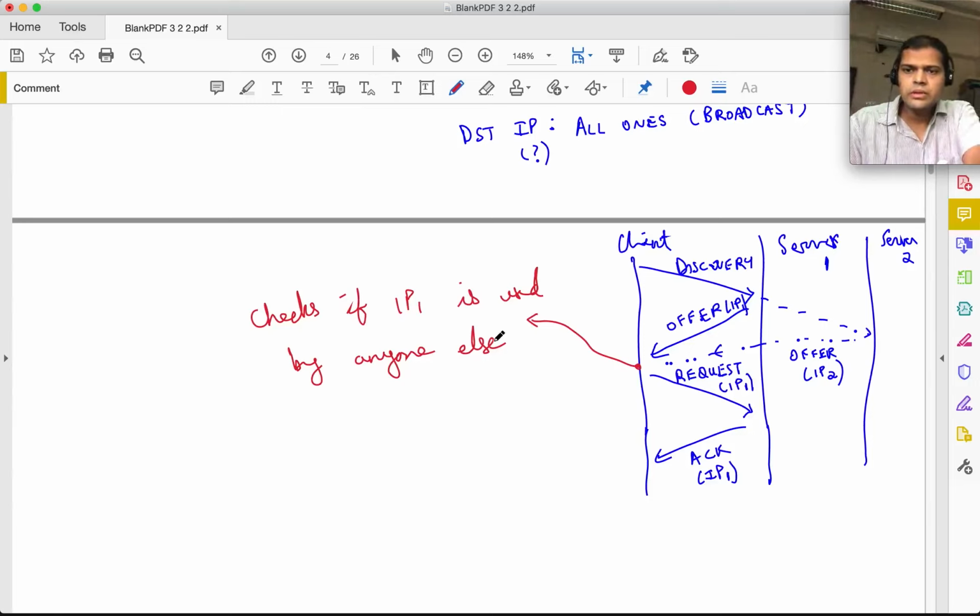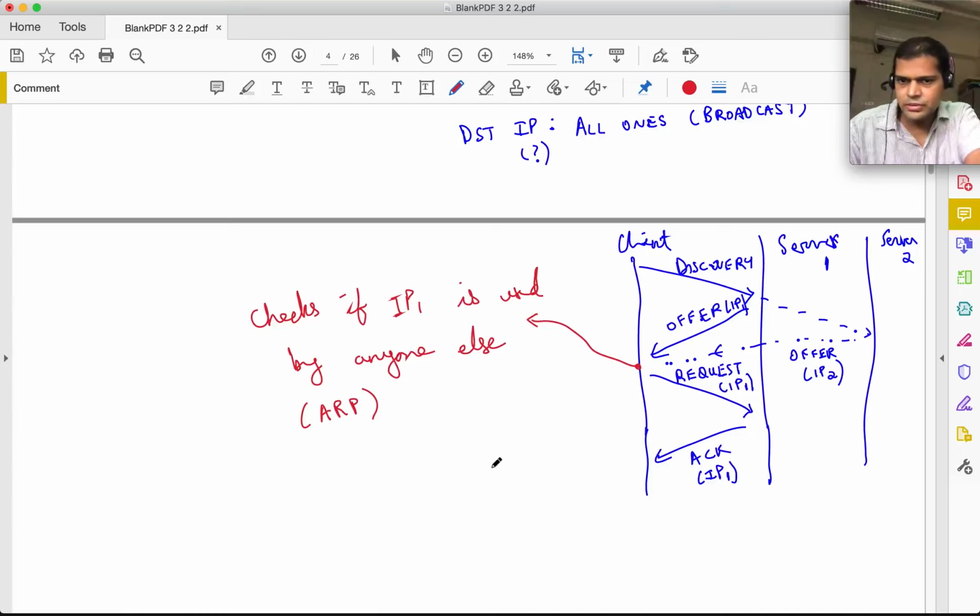And how would it do that? If you have an IP address and you want to know that somebody is using it, you could send out an ARP packet and see if somebody replies. If somebody replies with his MAC address saying that I am using IP1, then you know that it's already being used, in which case you would not send this request.